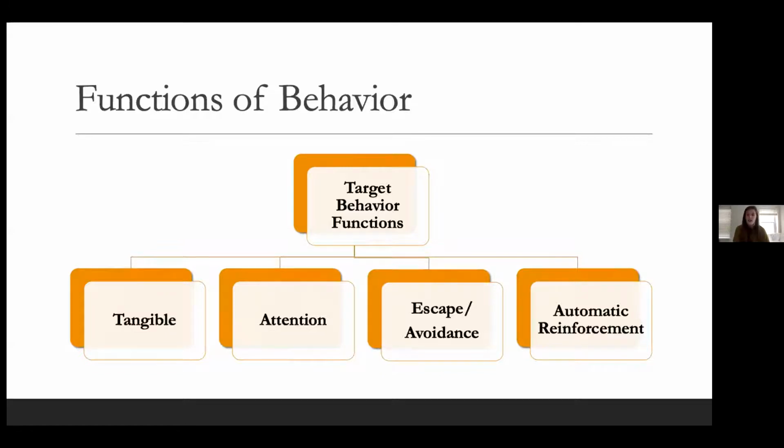And then lastly, we have our automatic reinforcement function. And this is the function of behavior that feels good. We do it not because of anything else in the environment, but because it feels good to me. So common examples of this, we may see kids that will rock or hand flap. So those are behaviors that are not mediated by any social function in the environment. Those are just what feels good to me.